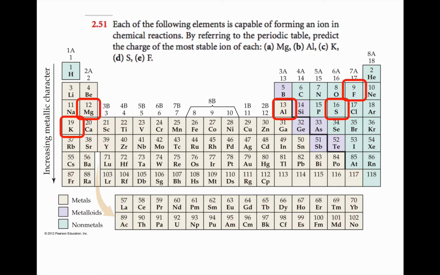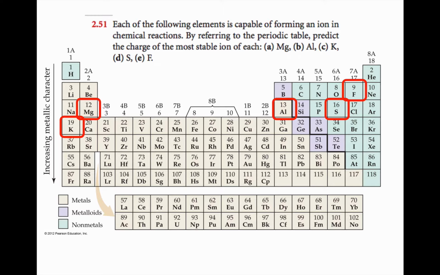So we've got this idea, laid it out nicely. If you're in group 1A and on the left side of the staircase, you're a metal. You could write a little note: in chemical reactions, the only thing metals ever do is lose electrons. So the question is, how many do they lose?